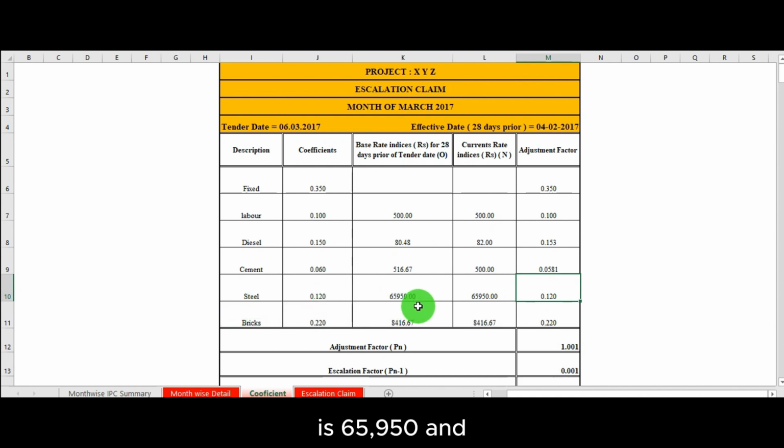The base rate is 65,950 and the current rate is also 65,950, which means the rate has not changed. Therefore, the adjustment factor will also not change and remains the same as the coefficient given for steel, which is 0.120. The last element is brick and the coefficient for brick is 0.220.